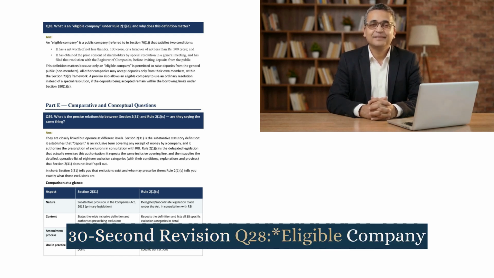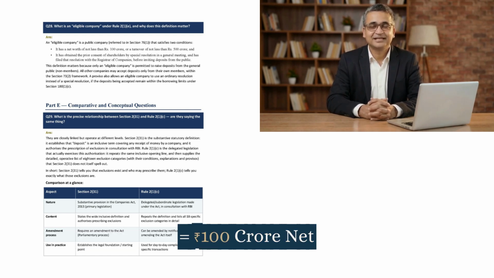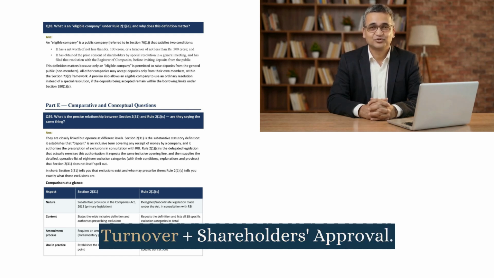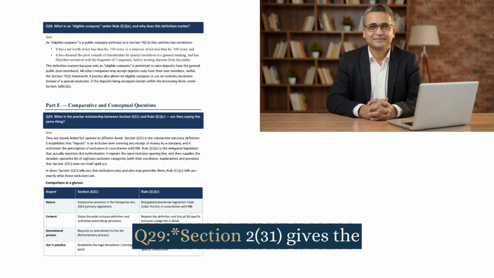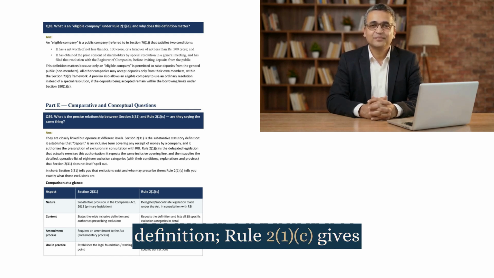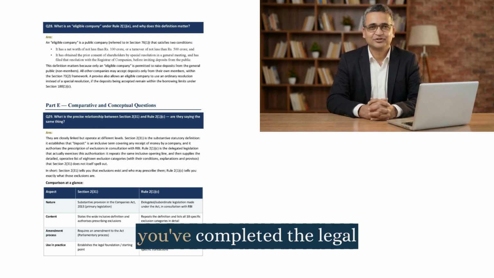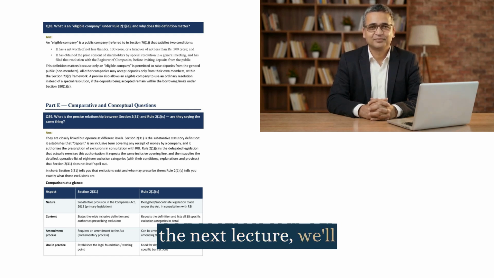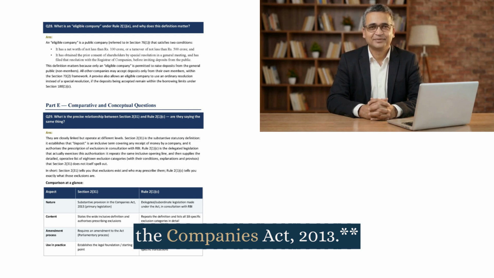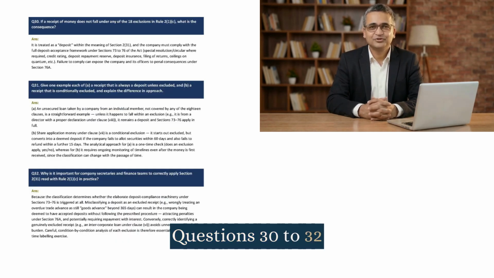32nd revision. Q28. Eligible company equals 100 crore rupees net worth or 500 crore rupees turnover plus shareholders' approval. Q29. Section 231 gives the definition. Rule 2(1)(c) gives the detailed exclusions. With these two concepts, you've completed the legal foundation of deposit. In the next lecture, we'll move to the practical provisions relating to the acceptance of deposits under the Companies Act 2013. Questions 30 to 32.